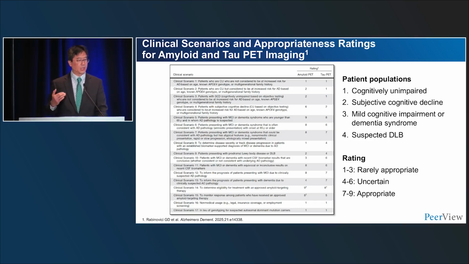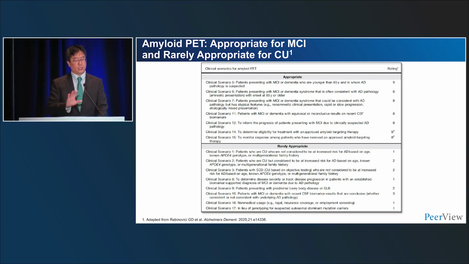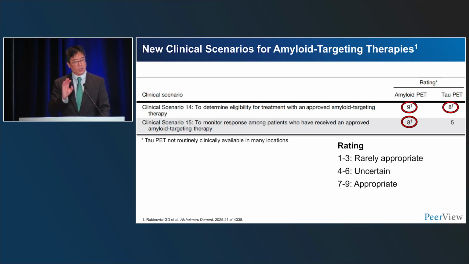But there are 17 clinical scenarios divided into 4 major patient populations: cognitively unimpaired, subjective cognitive decline, mild cognitive impairment, or suspected Lewy body. And a panel of experts rated each one of these clinical scenarios as rarely appropriate, uncertain, or appropriate. Long story short, you can get into the details, but big picture, amyloid PET was appropriate for mild cognitive impairment. The majority of scenarios that include mild cognitive impairment, it was appropriate, and rarely appropriate at this point for cognitively unimpaired patients, okay? But I want to point out 2 specific clinical scenarios that we had to add to these updated criteria.